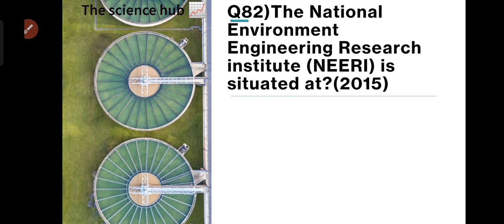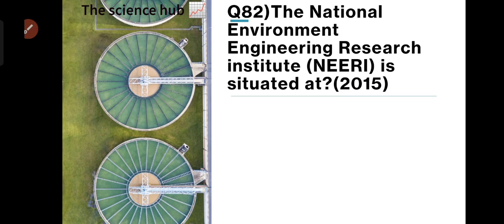Here our next question is: The National Environment Engineering Research Institute, that is NEERI, is situated at. Again we have 4 options and we have to find out the correct answer.